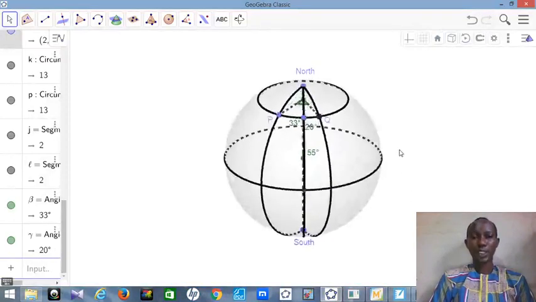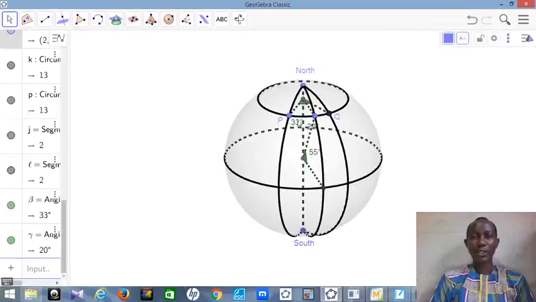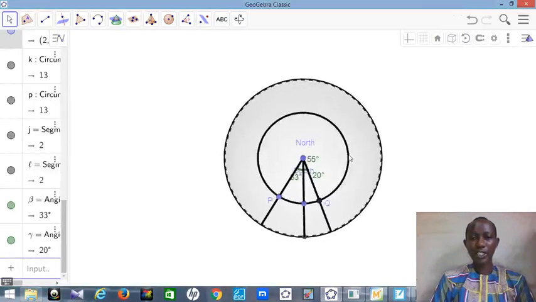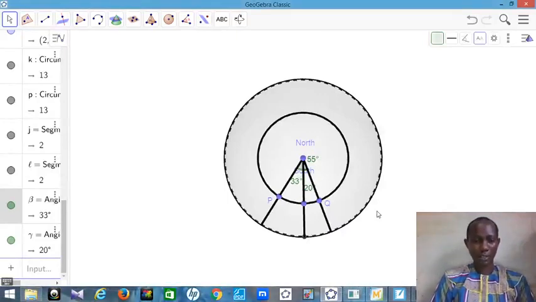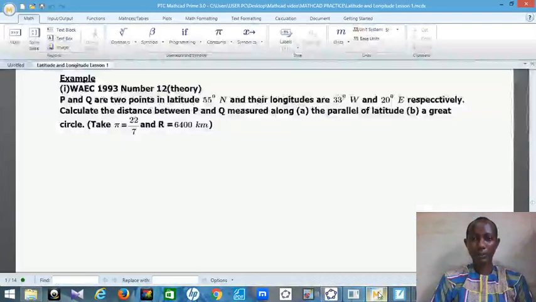Then the major target now is we should find the distance along the latitude. This one is simple. You can see that these are the lines of latitude. So the distance PQ, you can easily get it. All you need to do is get the angle between P and Q. So angle between P and Q, you can see it, 33 plus 20. Very simple. So let's do that one first. We'll explain the other one later.